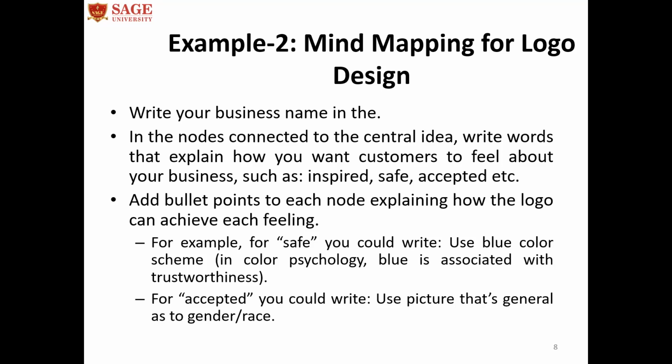The next is you need to add bullet points to each node explaining how the logo can achieve each feeling. For example, for safe, even the colors can denote it. So use a blue color scheme. In color psychology, blue is associated with trustworthiness. For accepted, you could use illustrations that are inclusive as to gender and race. This study on logo style will give you a better idea of what formats and colors of logos consumers trust by industry.